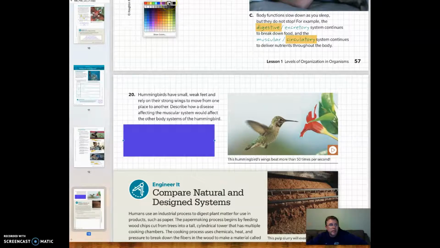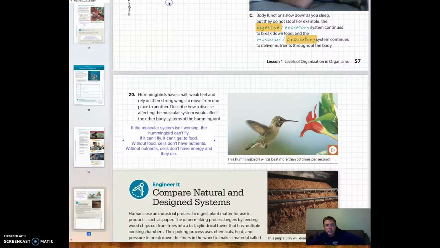All right, final one that we have here on this lesson talks about some more bird stuff, right, with our hummingbird. It says hummingbirds have small, weak feet and rely on their strong wings to move from one place to another. Describe how a disease affecting the muscular system would affect the other body systems of the hummingbird. Well, if you think about it, if the muscular system doesn't work, then the hummingbird can't beat its little wings and it can't fly. Well, if it can't fly, it's not going to be able to get to food, to the nectar that it's getting out of these flowers.